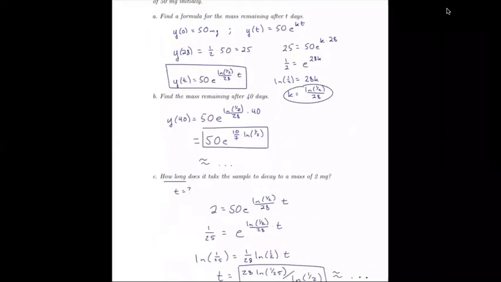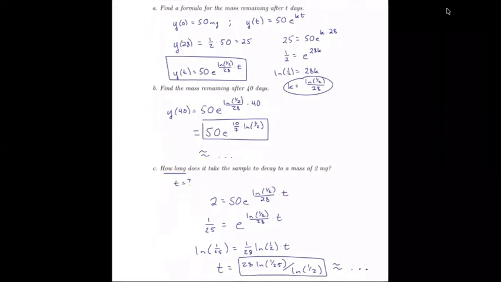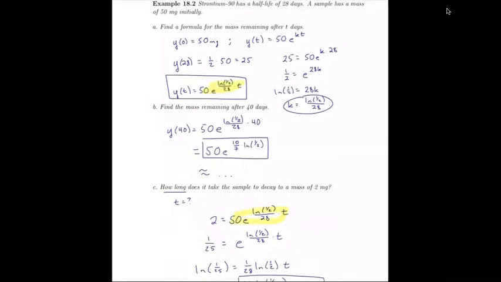So then lastly, part C is how long does it take the sample to decay to a mass of 2 milligrams? Again, how long? Time t, very similar to the last question that we did on the population problem of the previous page. So to decay down to 2 milligrams, to end up with 2, right? A quantity or a y value of 2 here. And then that's equal to the right-hand side of our model, all of this stuff. And then we just solve for t as we've done before.